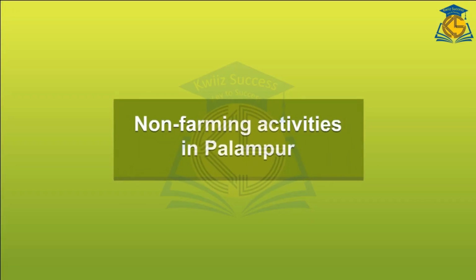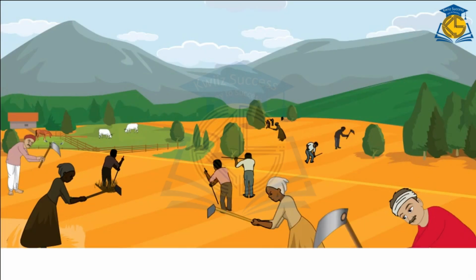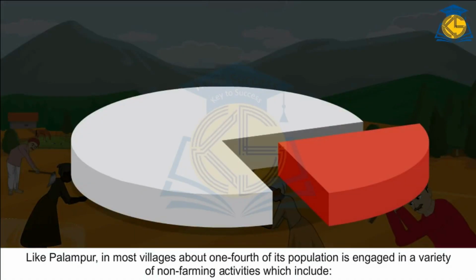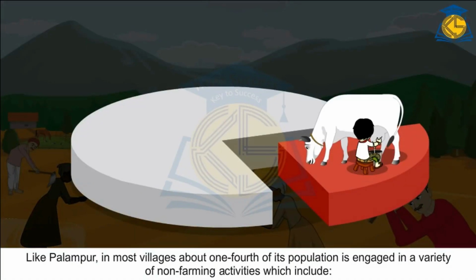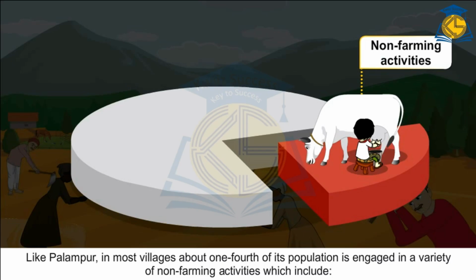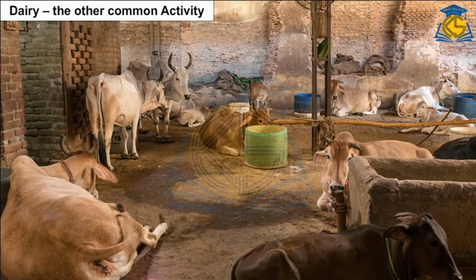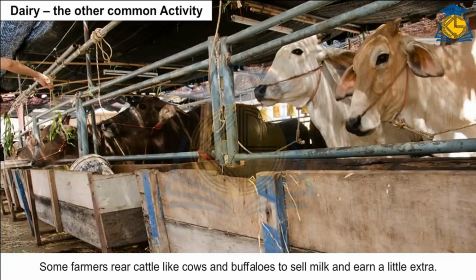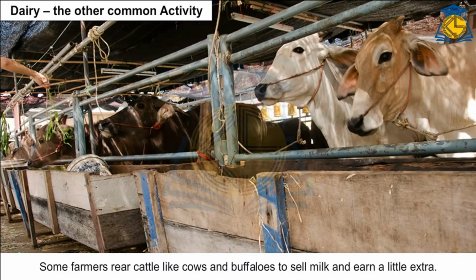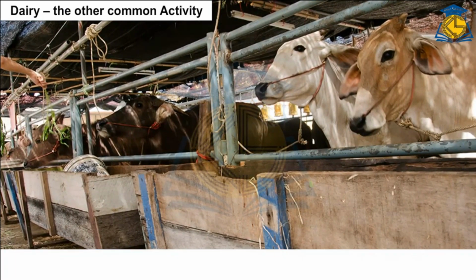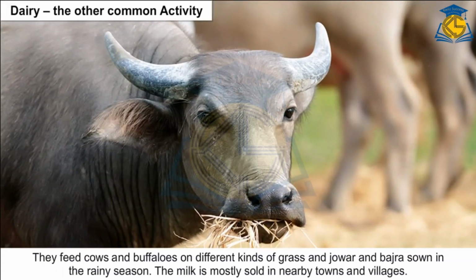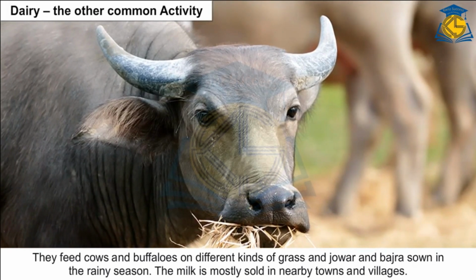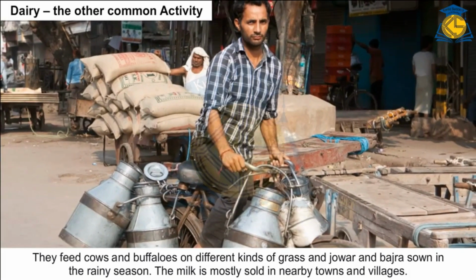Non-farming activities in Palampur. Like Palampur, in most villages, about 1/4 of its population is engaged in a variety of non-farming activities, which include dairy, the other common activity. Some farmers rear cattle, like cows and buffaloes, to sell milk and earn a little extra. They feed cows and buffaloes on different kinds of grass and jowar and bajra sown in the rainy season. The milk is mostly sold in nearby towns and villages.